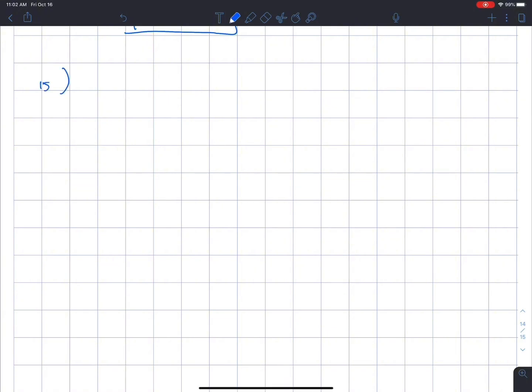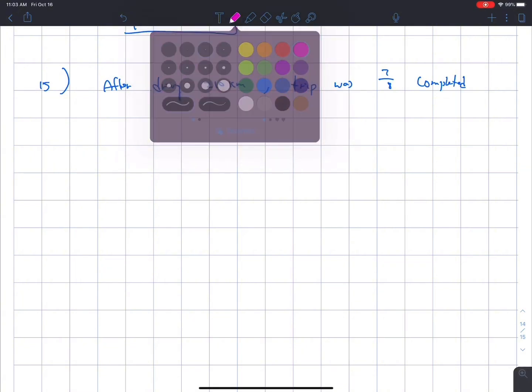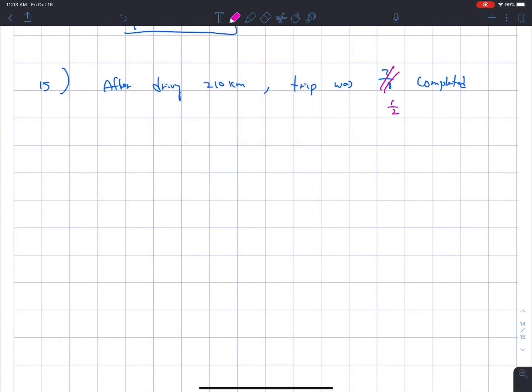15. After driving 210 km, a trip was 7/8 completed. How long was the total trip? So again, I want to use an easy example. Let's say this is half. We complete half of the trip if we drive 210 km. So can I say that 420 will be the total trip? Right, one total trip. Because if half is 210, I just need to add another half, which is another 210.